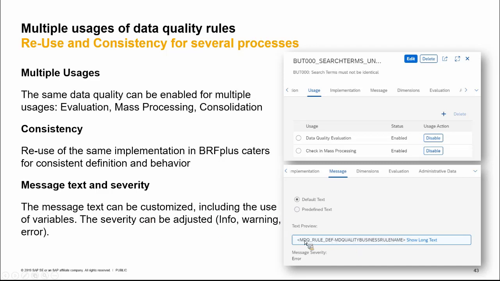The text can be adjusted, including using variables of the master data, and you can define what is the severity of the message. So maybe you want to start with giving people a warning before you really make this a hard error, for instance.